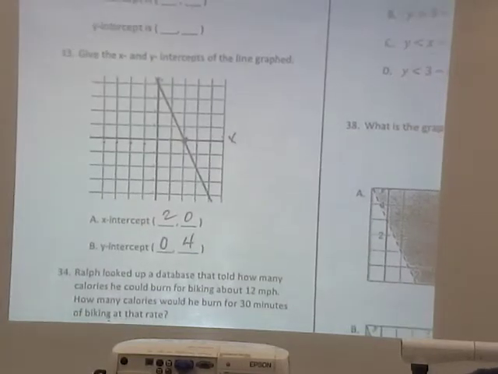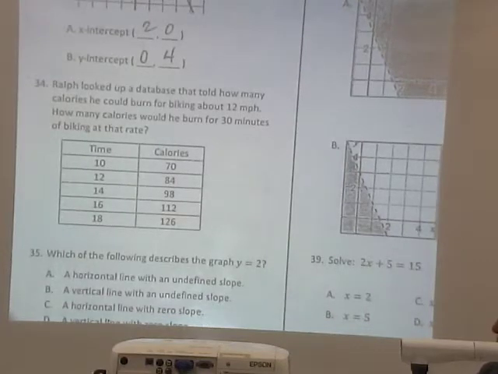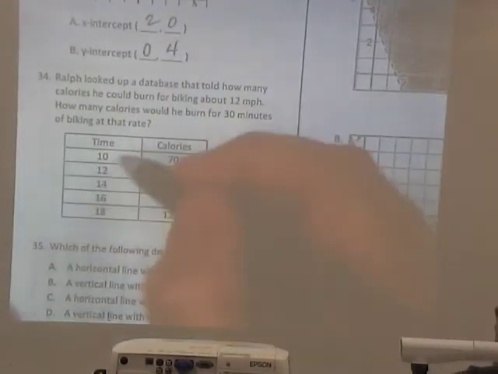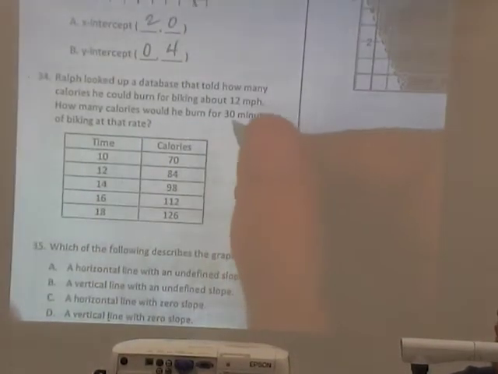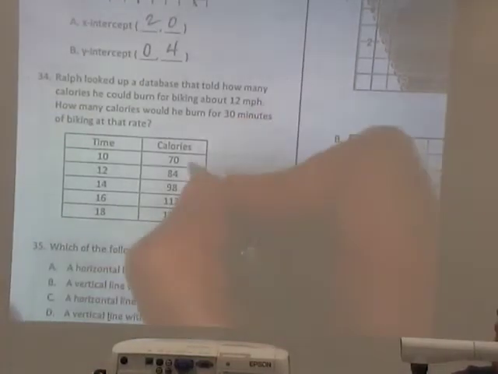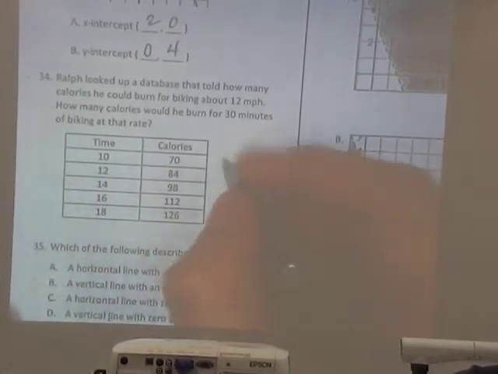All right, 34. Let's see, Ralph looked up a database and told him how many calories he could burn for biking about 12 miles an hour. How many calories would he burn for 30 minutes of biking at that rate? Let's see, our x's are going up by 2's, right? So we could just keep counting. Go to 20, 22, 24, 26, right? Let's see if we can figure out a shortcut.